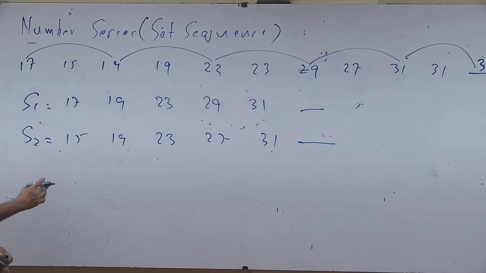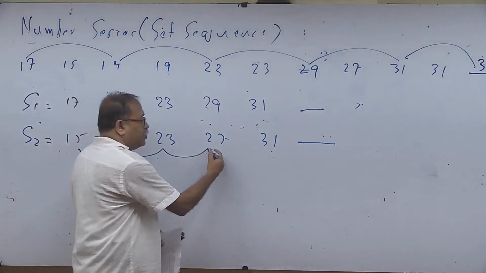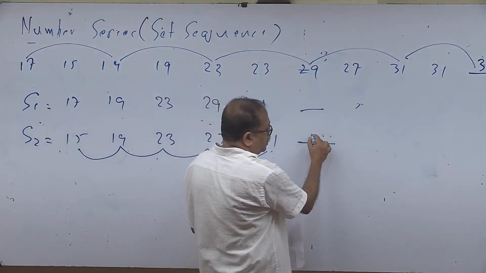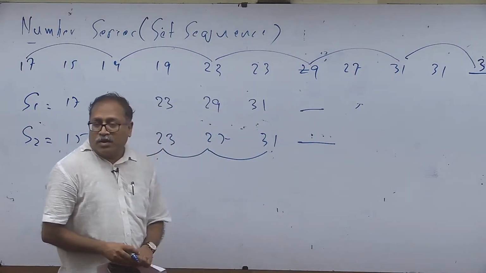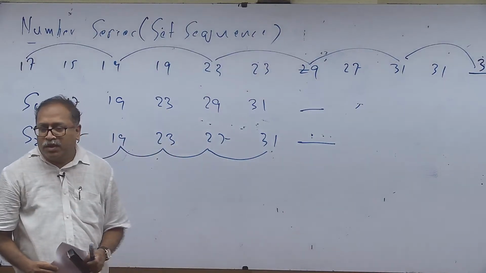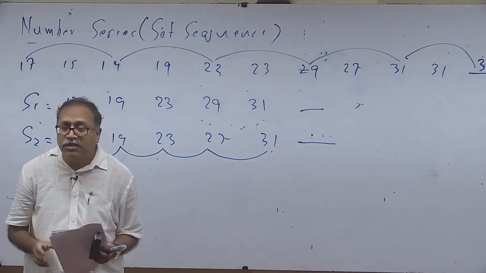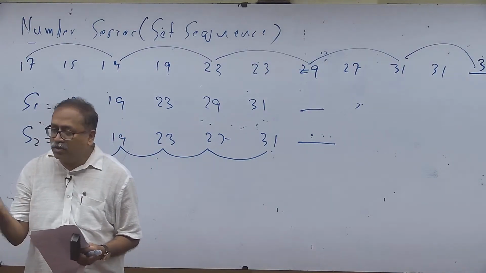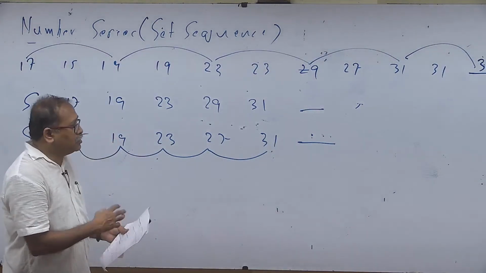Okay. Now, how about the second one? The difference of 4. Yeah, that's right. I notice it's plus 4, plus 4, plus 4, and here also plus 4. So it should be 35. Generally, if the count of numbers in a sequence is large, then the chances are more that it is a set sequence. So you can go for the alternate numbers as one set and the other alternate numbers as another set, then you get the logic.